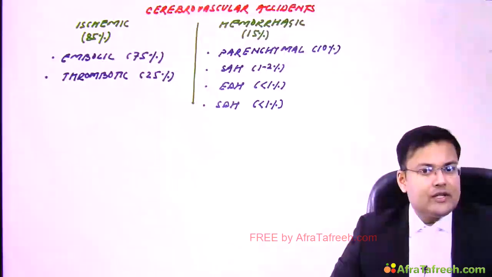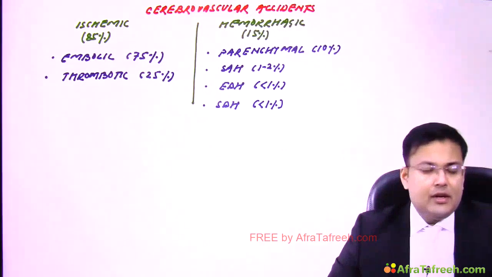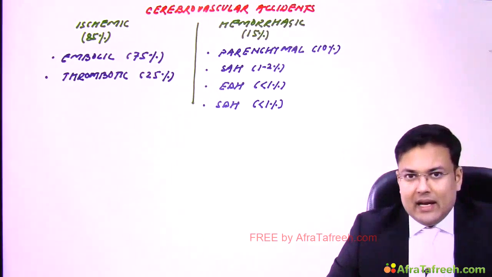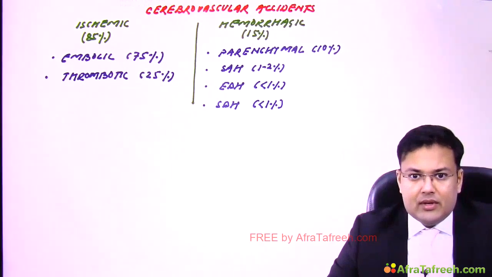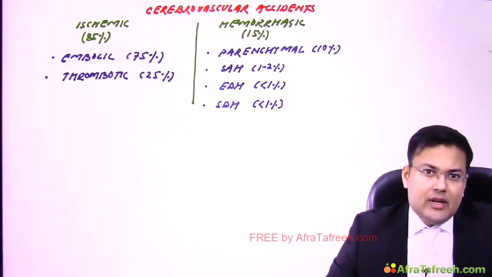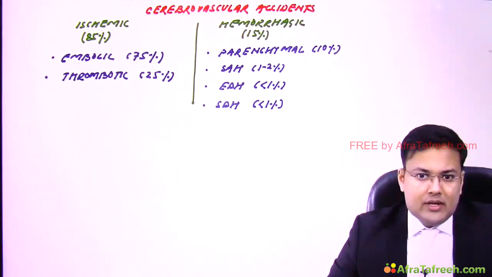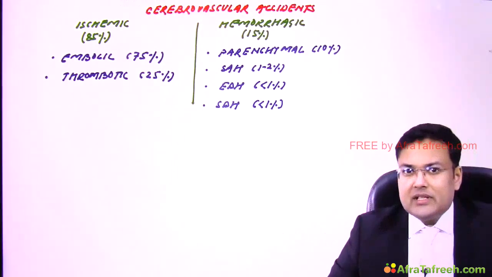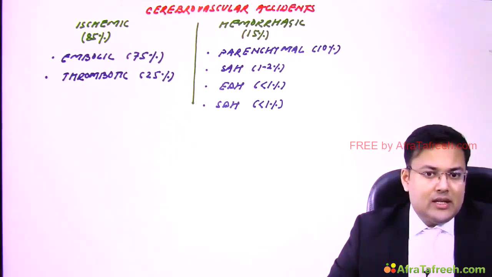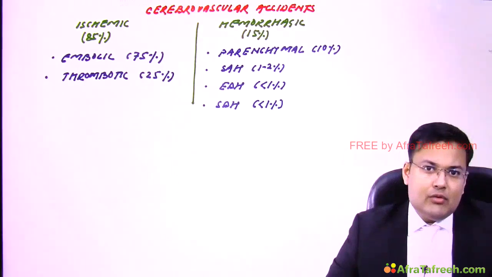In hemorrhagic causes, out of 15%, for 10% of cases, parenchymal or intracerebral hemorrhage is responsible. For 1 to 2%, it is subarachnoid hemorrhage, and for less than 1% of cases each, EDH, meaning extradural hematoma, and SDH, that is subdural hematoma, are responsible. One by one we are going to discuss.